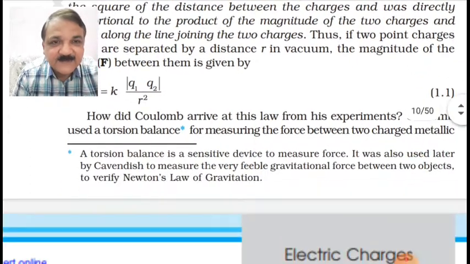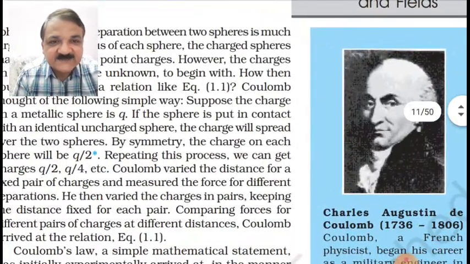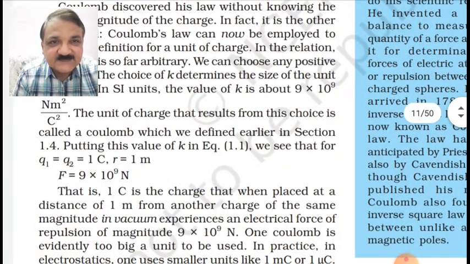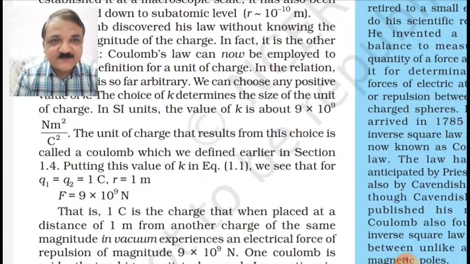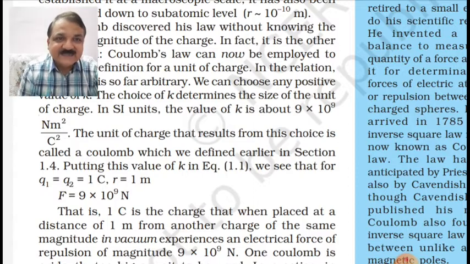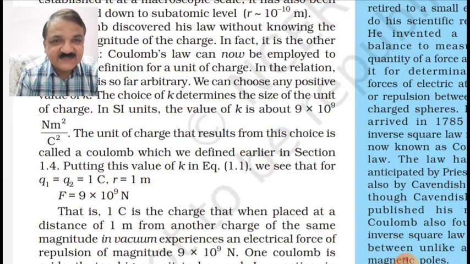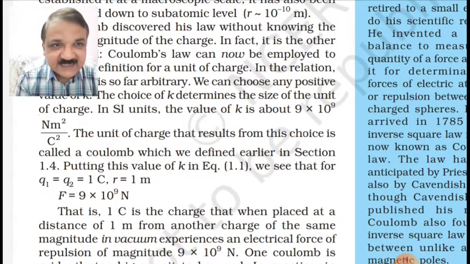Now by many experiments the value of small k has been found as 9 into 10 to power 9 Newton meter square per Coulomb square. The unit of charge that results from this choice is called Coulomb. So in SI unit, the value of K is this. As I have told you, this value has been adopted from several experiments.